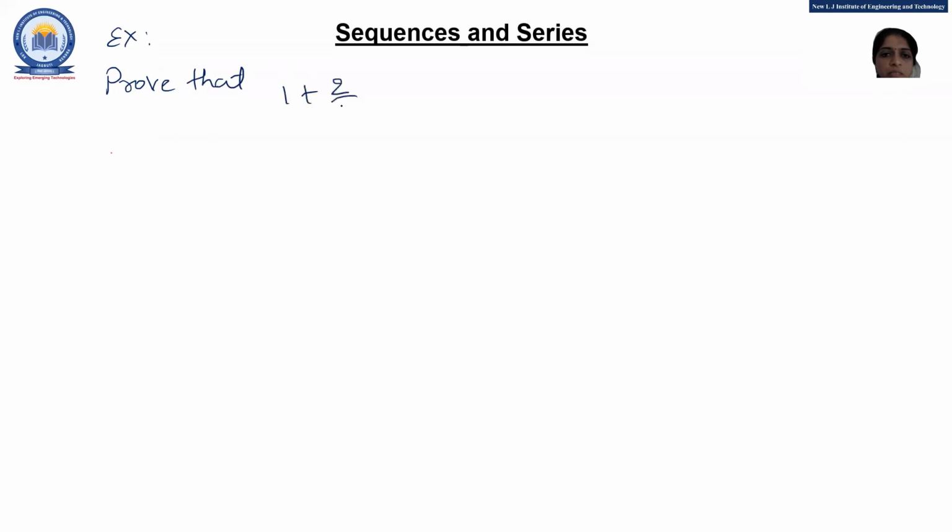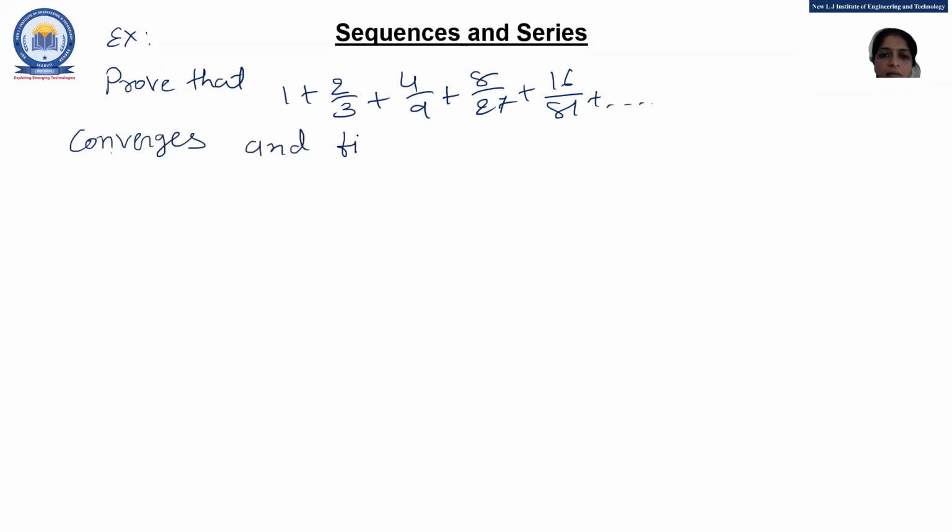1 plus 2 by 3 plus 4 by 9 plus 8 by 27 plus 16 by 81 plus up to so on converges and find its sum. Students, in the exam, it will not be given that the given series is geometric. You have to check whether the given series is geometric or not.